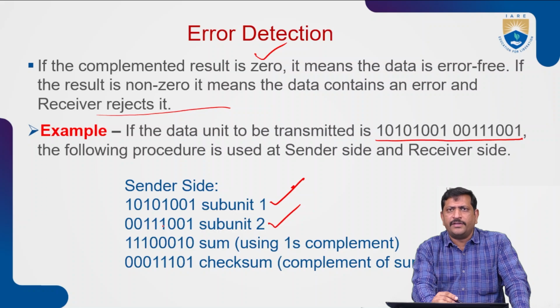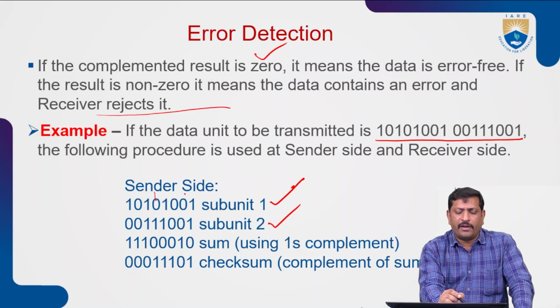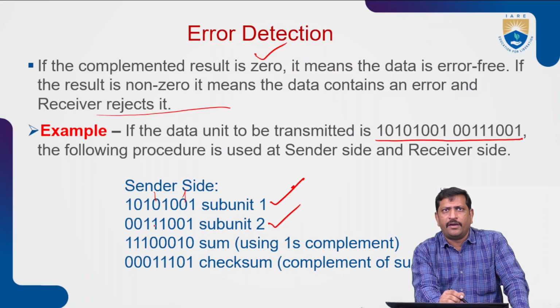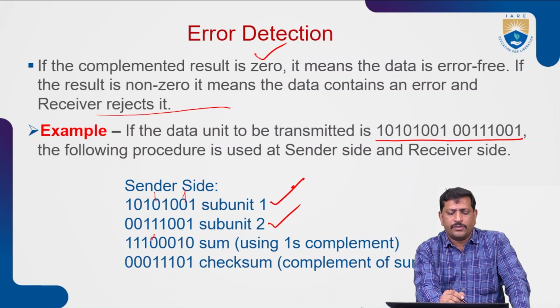Here 1 plus 1 is 10; we take the sum and the carry is forwarded to the next position. Again 1 plus 1 is 10, so we take the 0 here and forward the carry. Then 1 plus 1 plus the carry is 3, which is a sum of 1 with a carry forwarded. 1 plus 0 is 1, and here 1 plus 0 is 1.